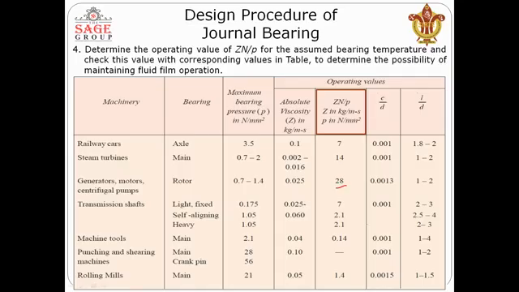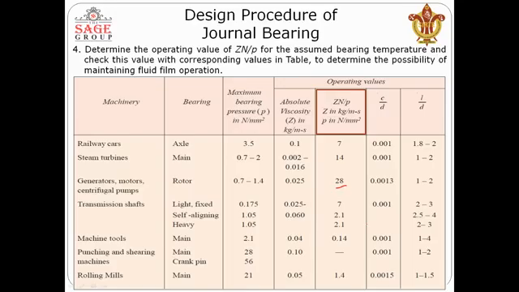Now, sometimes we find that the value of ZN upon P is less than the given value. So there is no problem with that. In that case, we have to check the value of ZN upon P with the value of the bearing modulus. Fine. Bearing modulus is ZN upon P, K.